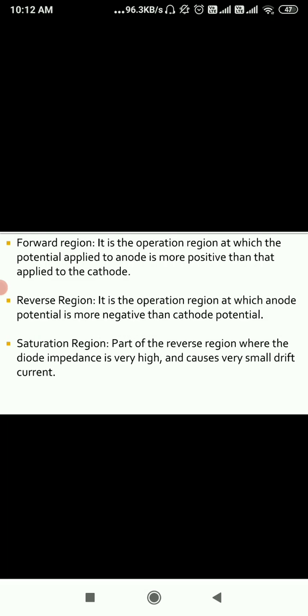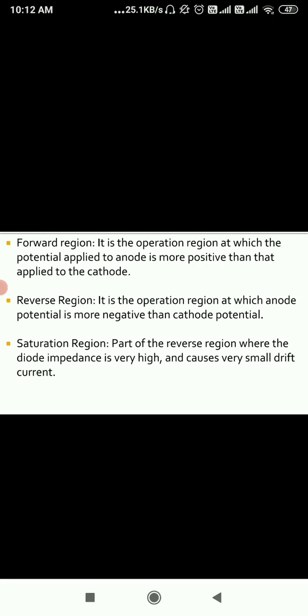Here, about the VI characteristics, an explanation is given. You can see in the forward region, when we apply the voltage, for some time you will not get any amount of current, but when the voltage reaches the cut-in voltage, there will be an increment in current. You can write this in the forward region.